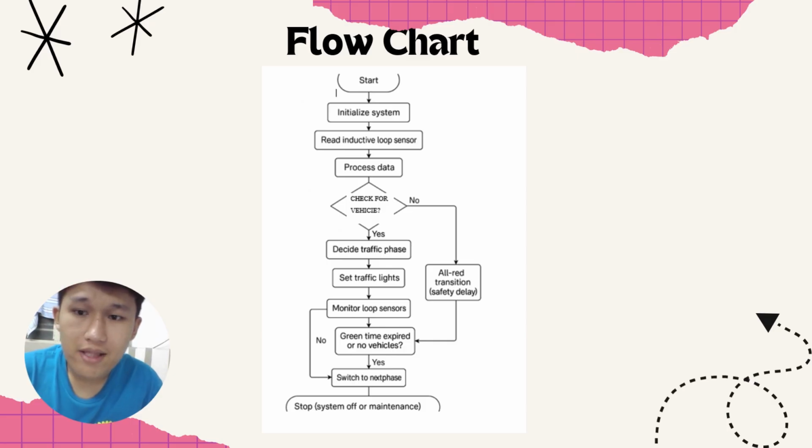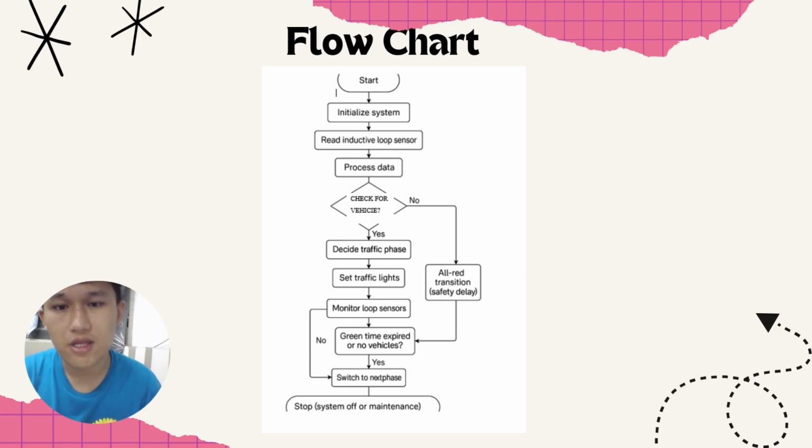This is the flow chart of the smart traffic light system. First, when the system starts, it initializes and reads the sensor of the traffic light, which is the inductive loop sensor. It will process the data and check if there is a vehicle or not. If there is no vehicle on the road, all the traffic lights are turned red for safety.